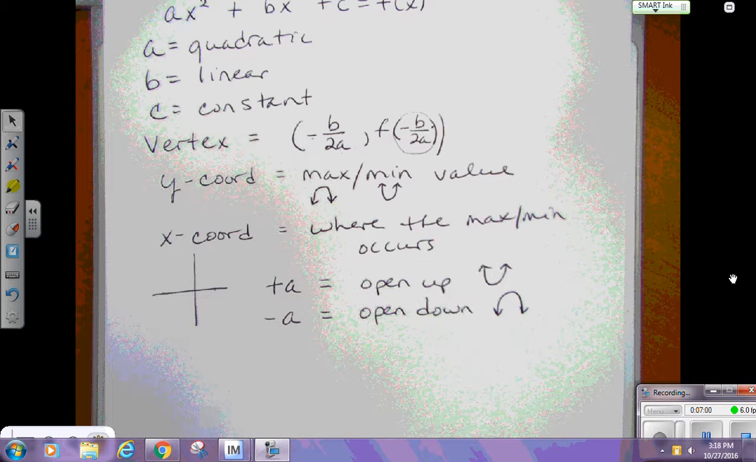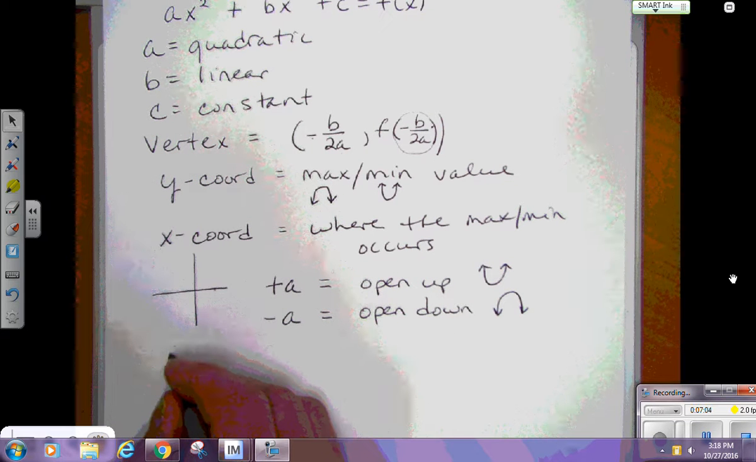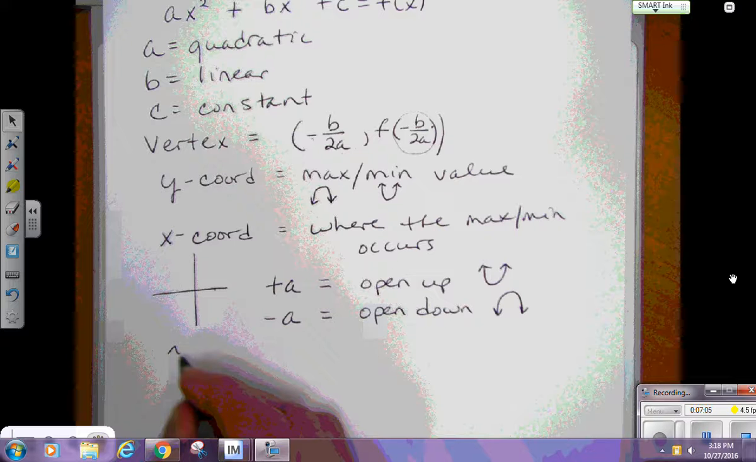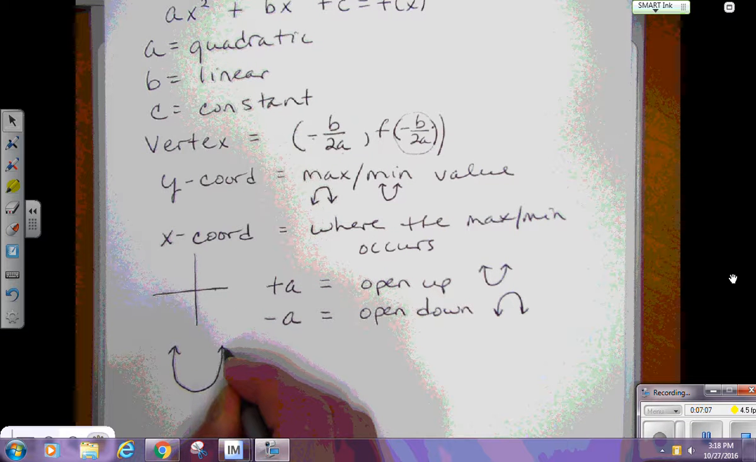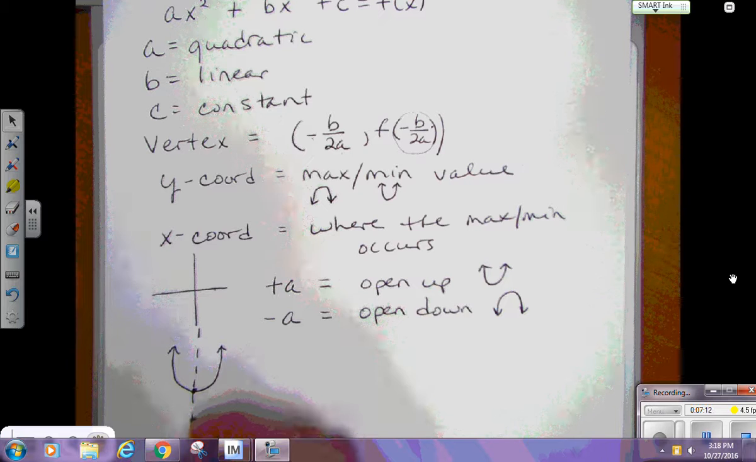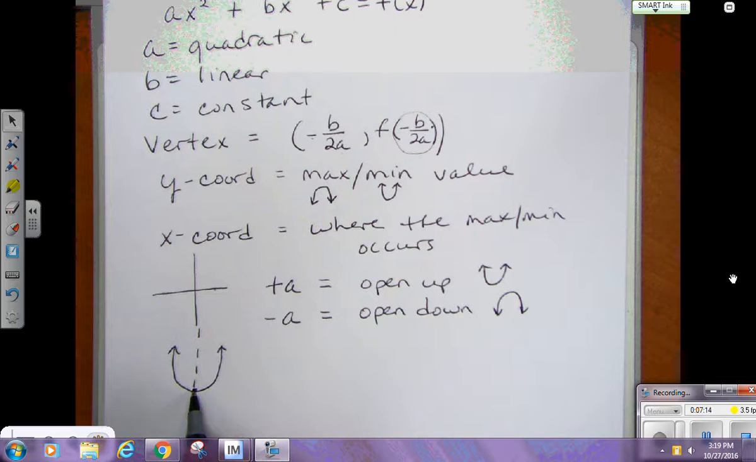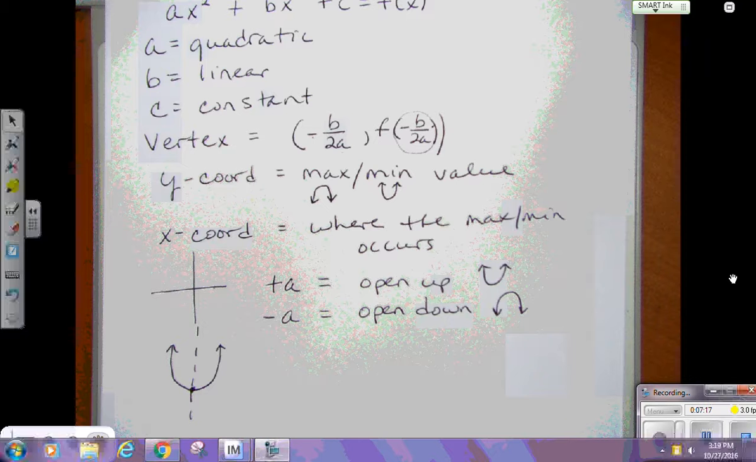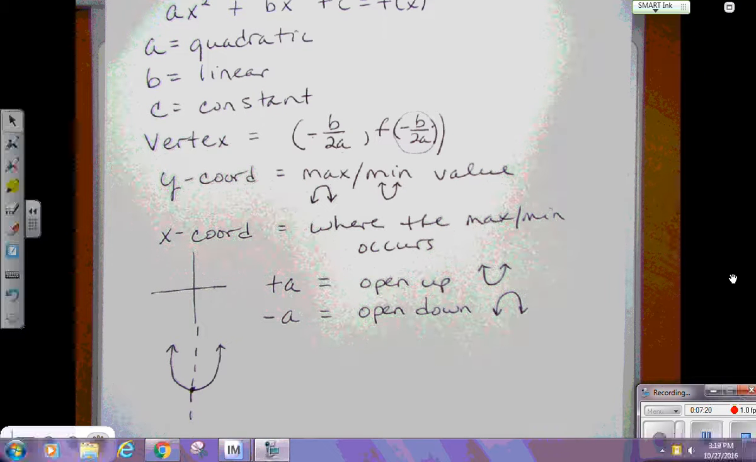Okay, so the next thing is the axis of symmetry. So let's say we have this parabola over here, and the axis of symmetry is going to go right down the middle. It's going to intersect at the vertex point, and it's going to cut the parabola in half. So if you folded the parabola on that line, it would match up exactly on either side.